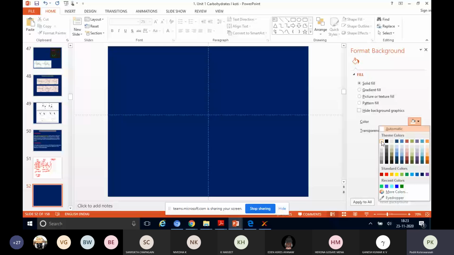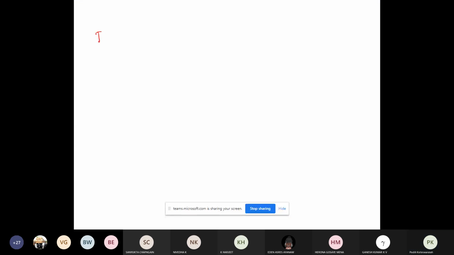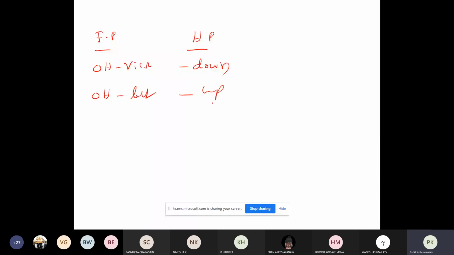So the substituents in Fischer projection, if the OH group or H, anything, is present on the right side, it should be written down in the Haworth projection. If the OH group or the other substituent is present on the left, it should be written up in the Haworth projection.